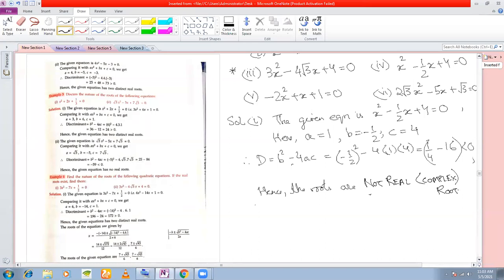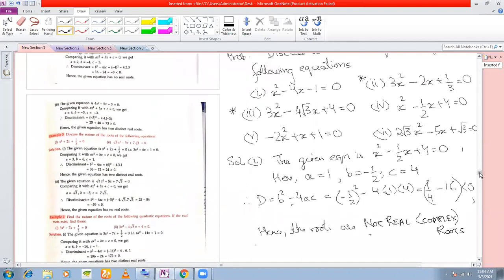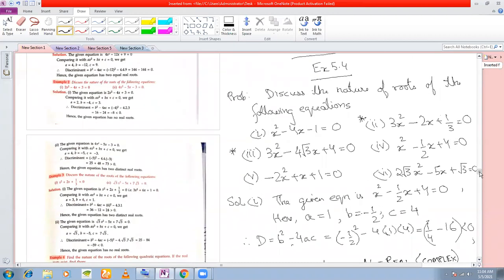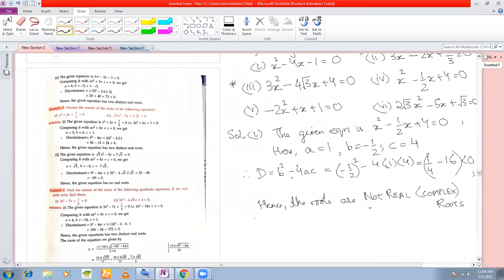Sir, will we write complex in brackets, or just not real or complex? No need to write complex in brackets. Even if you only write not real, that will do. Okay, sir. Okay. So the next problem we take up is the 5th one.